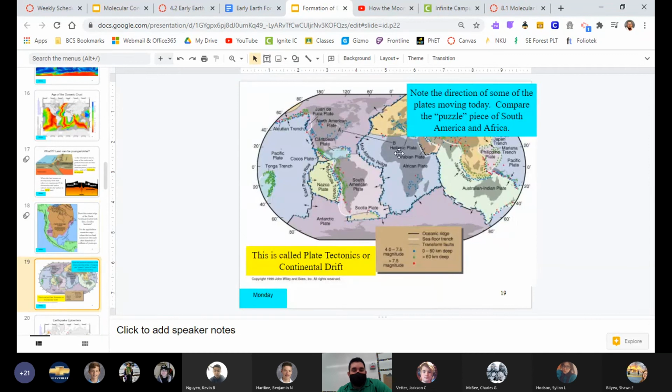All right, so this is a picture here. We're not going to do a whole lot on this, but note that the arrows show you the direction of the rifts, the direction that the plates are moving. Note that America is moving away from Africa. And again, just like a little puzzle piece, this part of South America fits on that part of Africa millions and millions of years ago.